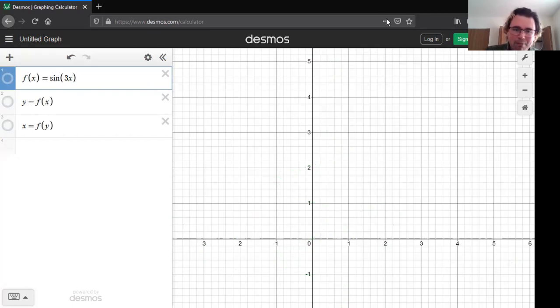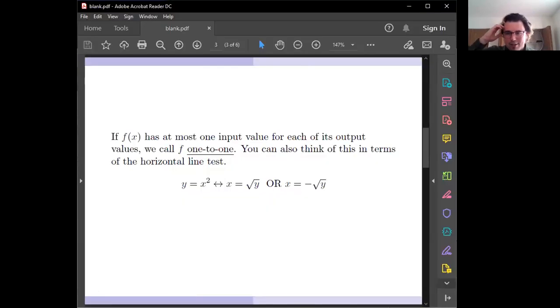Now, we're going to get back to fixing functions in a little bit, how to make an inverse for a function which is not one-to-one. But let's actually think about what it means in terms of derivatives to calculate an inverse function.